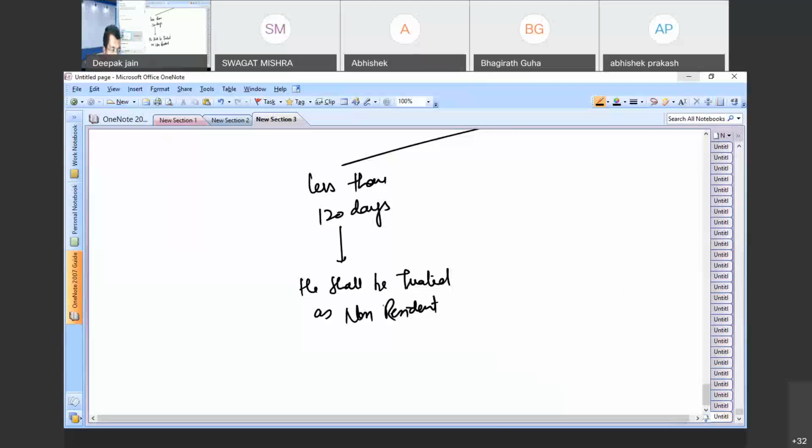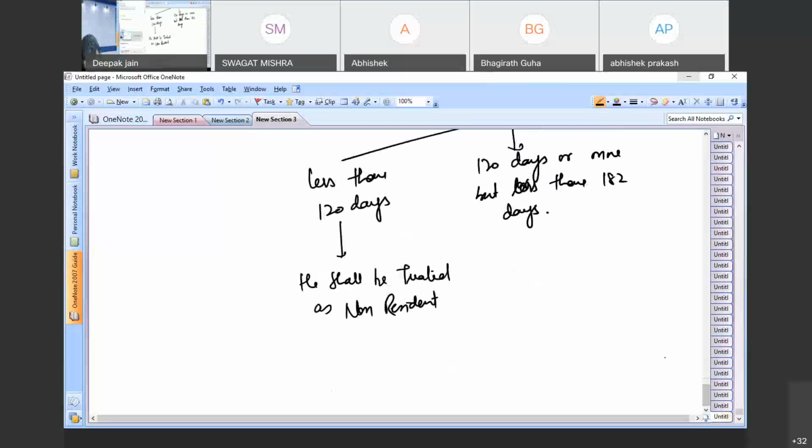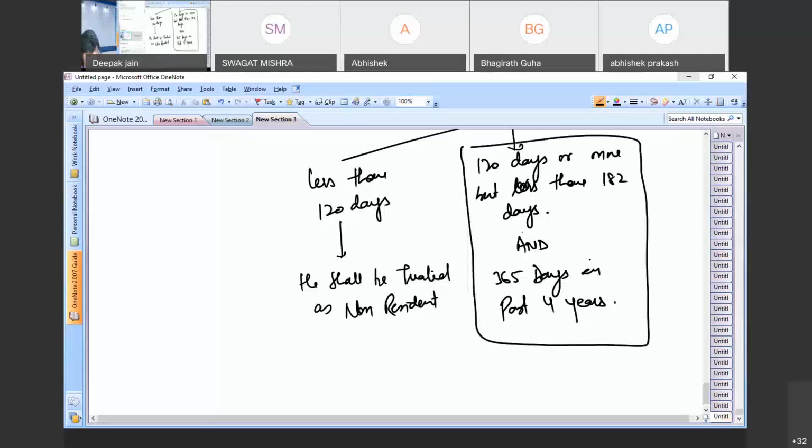Earlier 182 days was taken into consideration. Now 120 days. Less than 120 days, he shall be treated as non-resident. Period of stay in India 120 days or more but less than 182 days, and 365 days in the past 4 years. This is the major amendment from Finance Act 2020. Then he shall be treated as resident and not ordinarily resident.